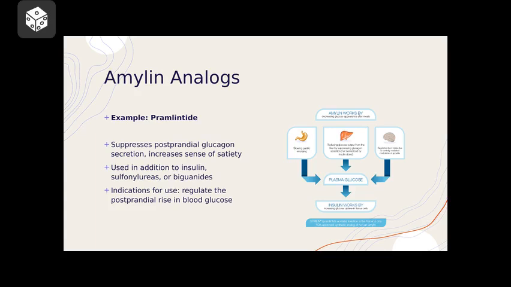This medication is usually going to be given in addition to insulin, to a sulfonylurea, or to a biguanide. And again, it's going to minimize the spikes in glucose after meals, might help you lose a little bit of weight, feel fuller sooner. So again, hopefully you lose a little bit of weight, and that will help to make your insulin receptors more sensitive.